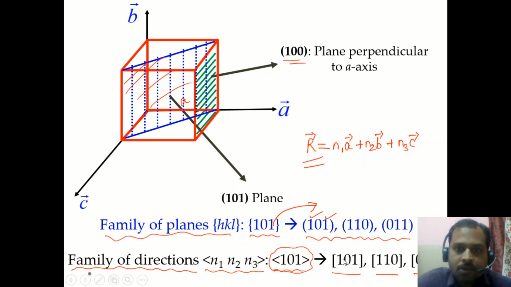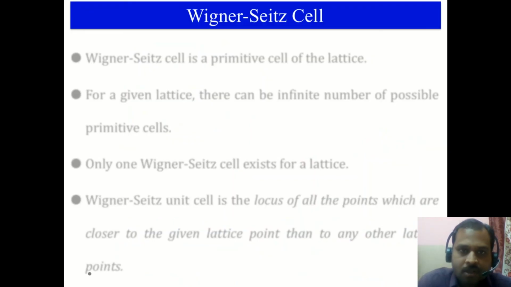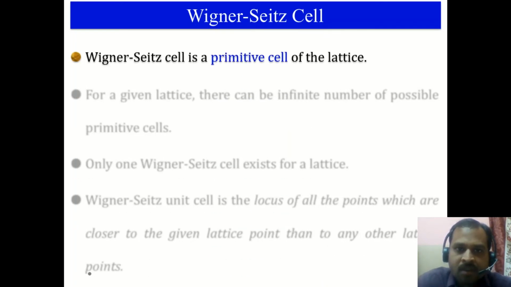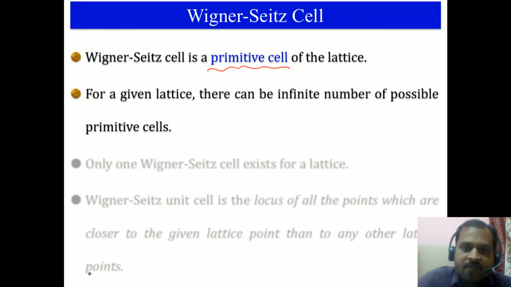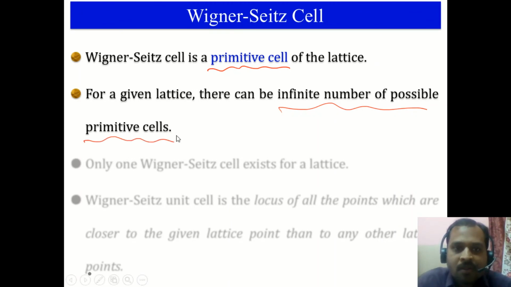Now let us introduce another terminology associated with the crystal structure, which is called the Wigner-Seitz cell. Actually, this Wigner-Seitz cell is a type of primitive cell. That means it contains only one lattice point. But if you have a given lattice, practically we can have an infinite number of possible primitive cells. So which one we need to choose is not properly clear.